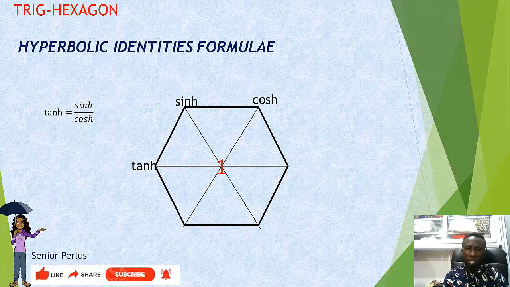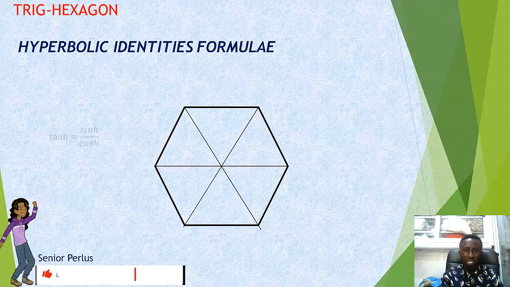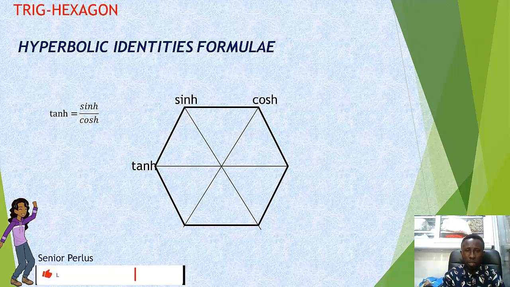What about the rest of the other functions? Don't worry. We said all you need is to remember that tanh is sinh over cosh. Using tanh on the first vertex, sinh and cosh on the next vertices in a clockwise direction, we know that the opposite of coth is tanh. Therefore, coth is on the opposite of tanh. Remember, all functions starting with c are on the right side, then cosech before sech.